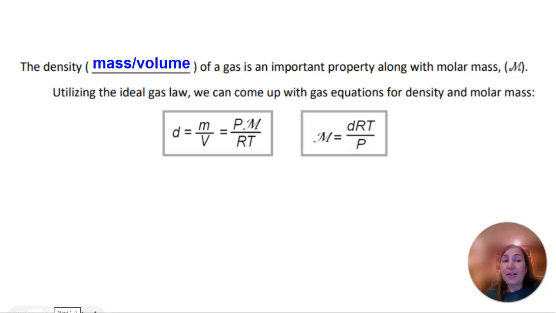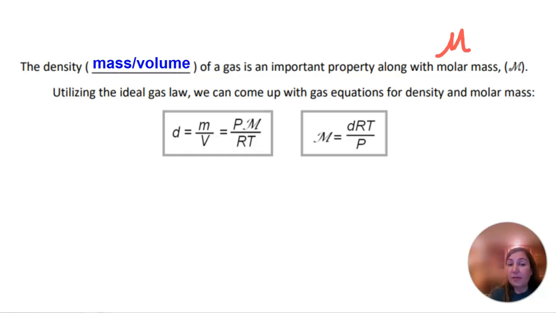Okay, next up, there is density to consider. These gases have varying densities. We know that density is mass divided by volume. So the density of a gas is an important property that we can use along with its molar mass too. We know different gases have different molar masses, so here we're going to use our fancy M for molar mass. We're going to use the ideal gas law, and we can come up with equations for density and molar mass.